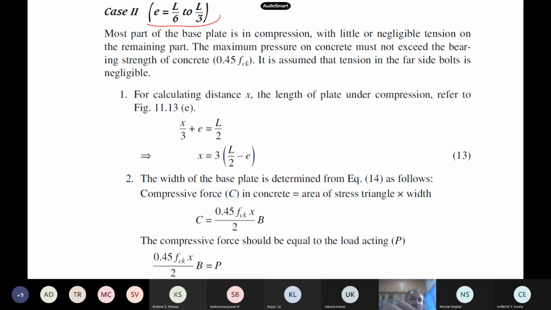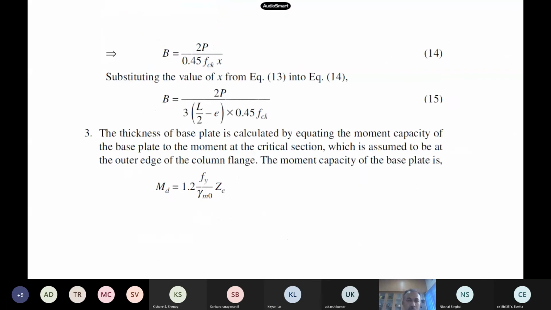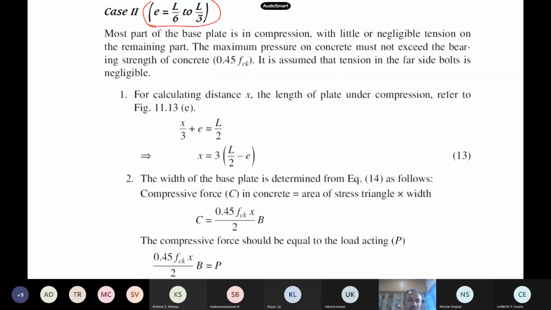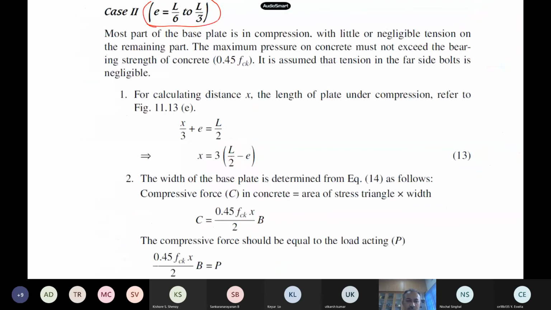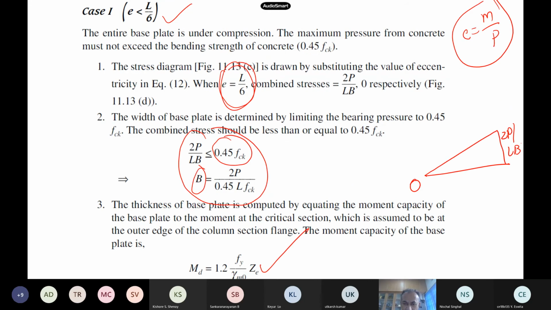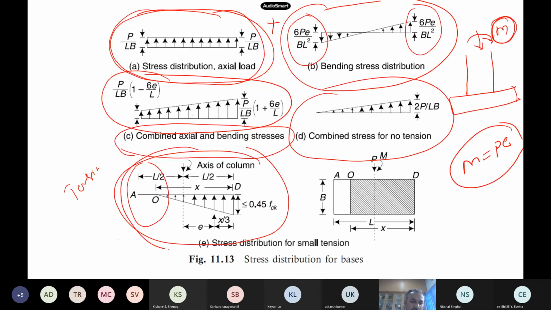Now when e is L by 6 to L by 3, then there will be a small tension in the base plate actually. The bending moment distribution will be something like this. This is the compression here, and the small tension will be there. So here also we have to find out the distance, where is that x. So this is how the things will be.